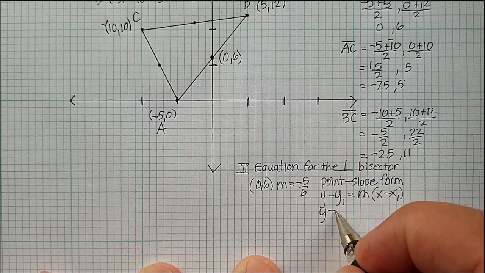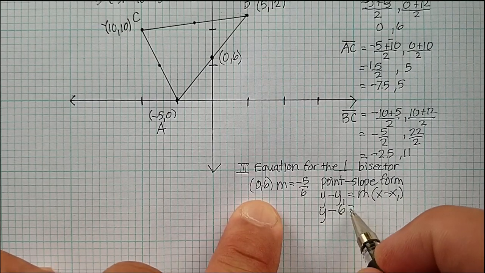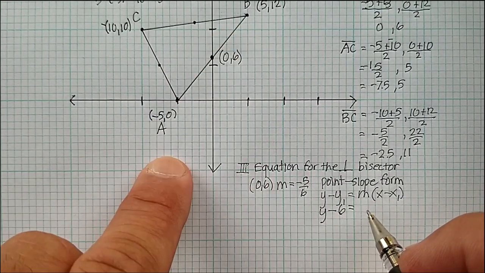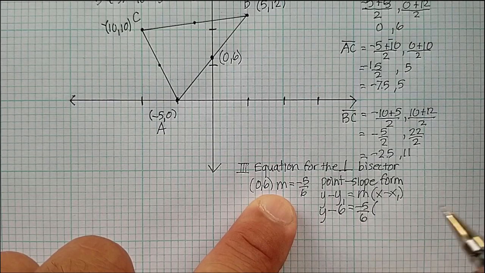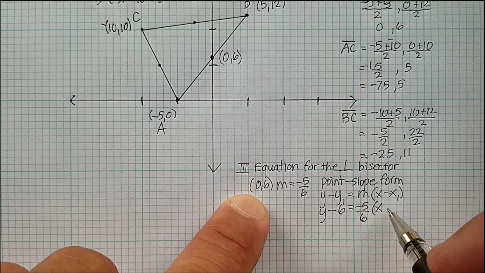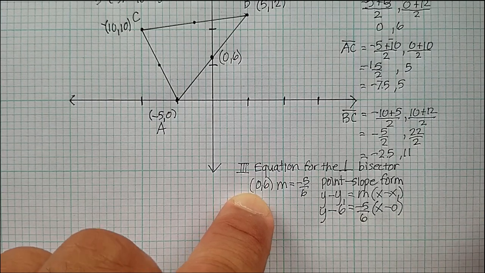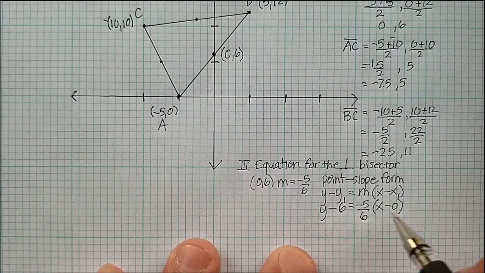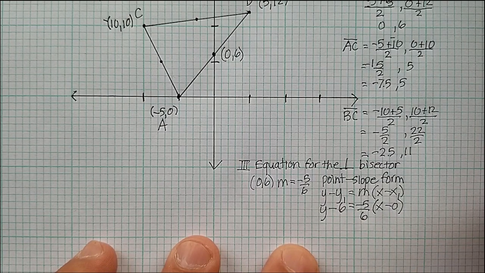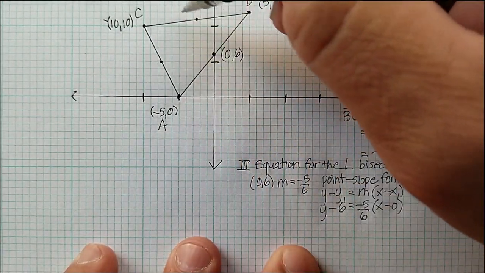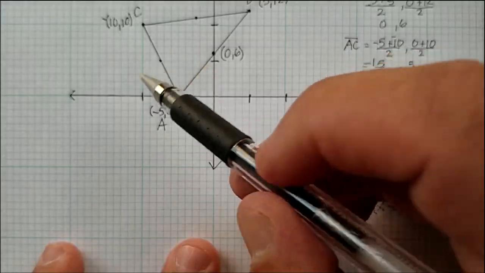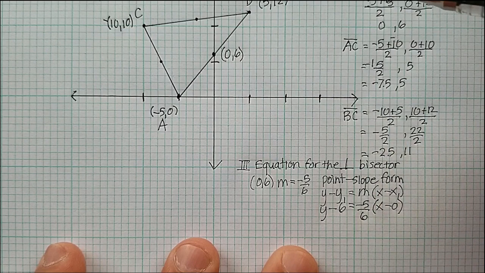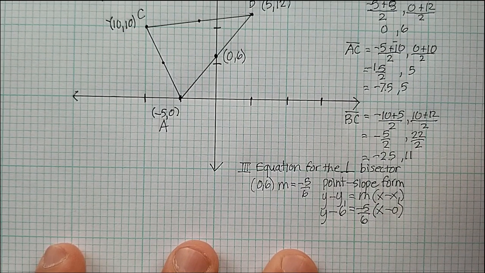So I'm going to put y minus 6 is equal to the negative slope here, which we said was negative 5 over 6, and then x minus 0. If you were to put this equation into a graphing calculator, you will get the line drawn through at a perpendicular right there. Okay, so let me go through these steps again. I'm not going to do it for each one of these points because I think it's just going to make for a really long video. It's already getting long enough.